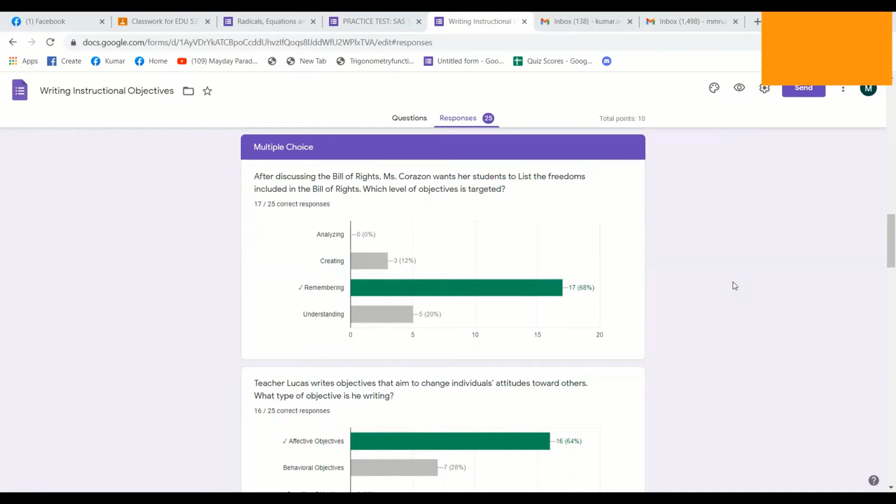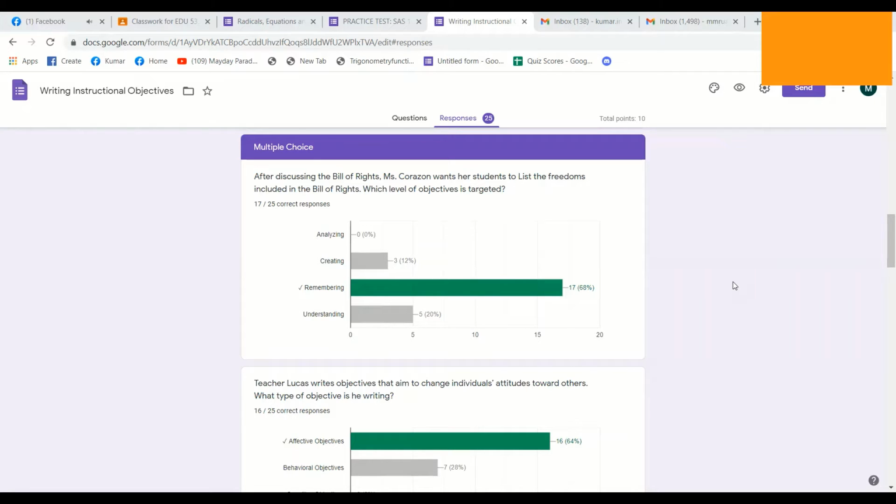Okay, good day everyone. So we are going to discuss now the answer keys for the second practice test, all about writing instructional objectives. Okay, start with number one.